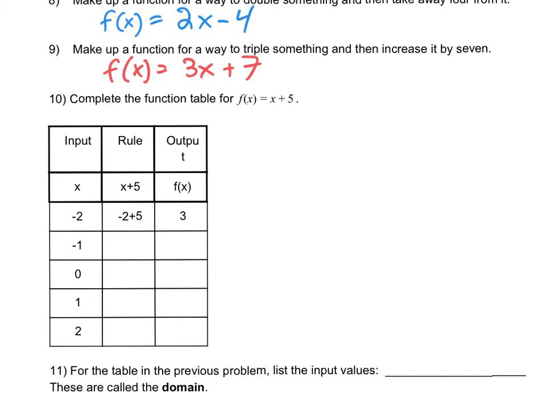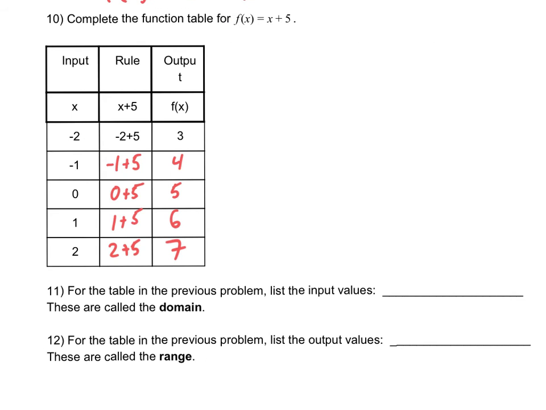So for example, I put in an input of negative 2. I plug a negative 2 in here. And now my rule is I take negative 2 and I add 5 to it. So there's what I write here. And my output is whatever I get when I do negative 2 plus 5, which gives me 3. All right, I'm going to ask you to go ahead and fill the rest of this table out here. And then we can check to see how well you did on that.